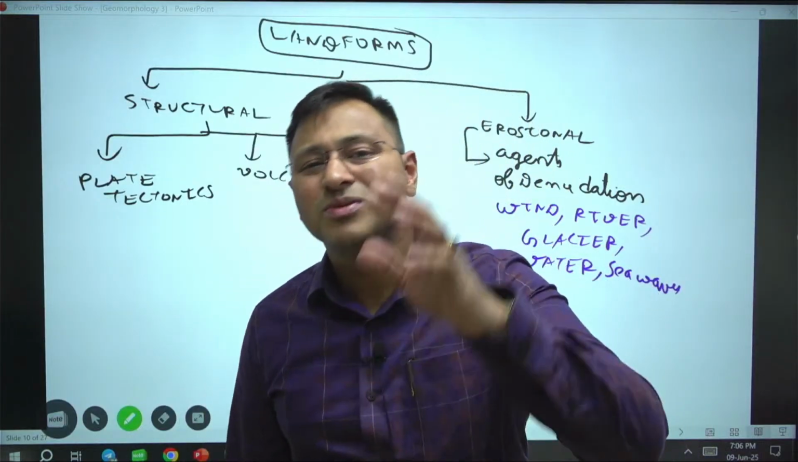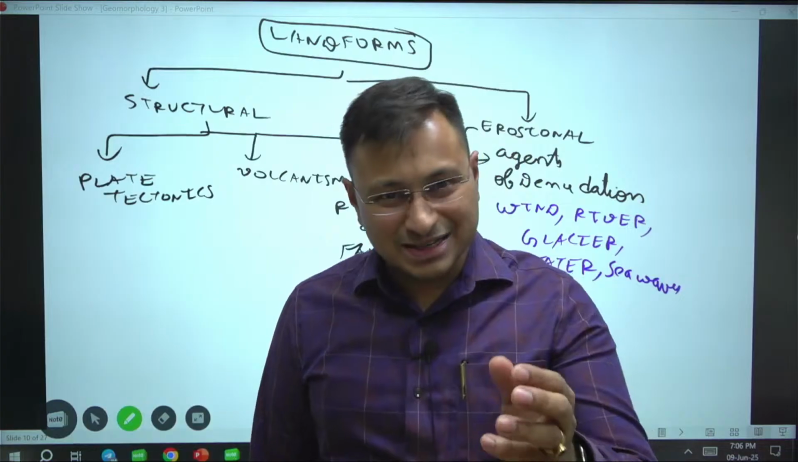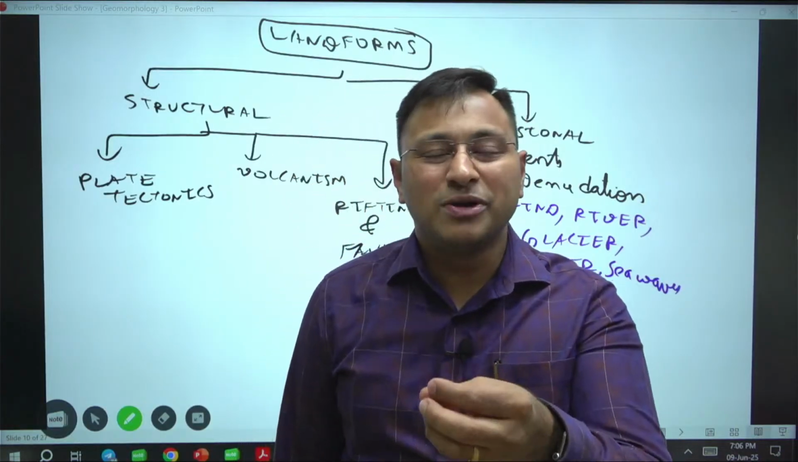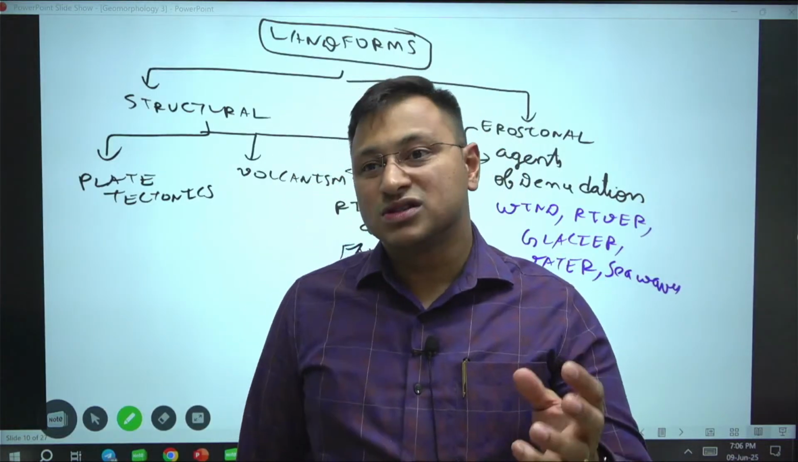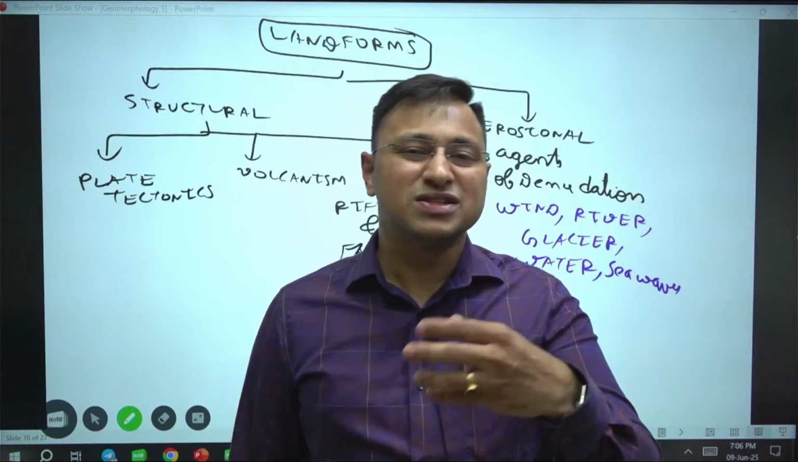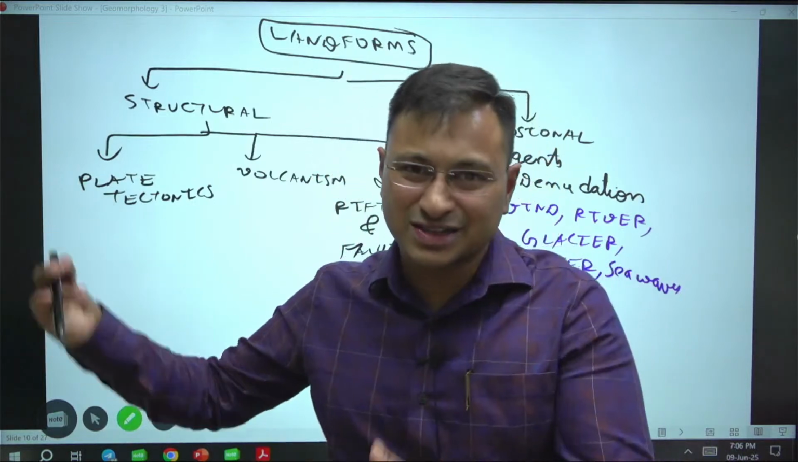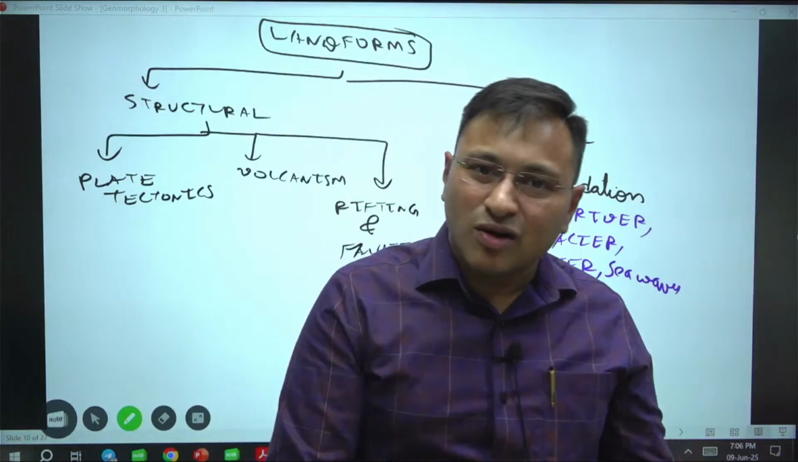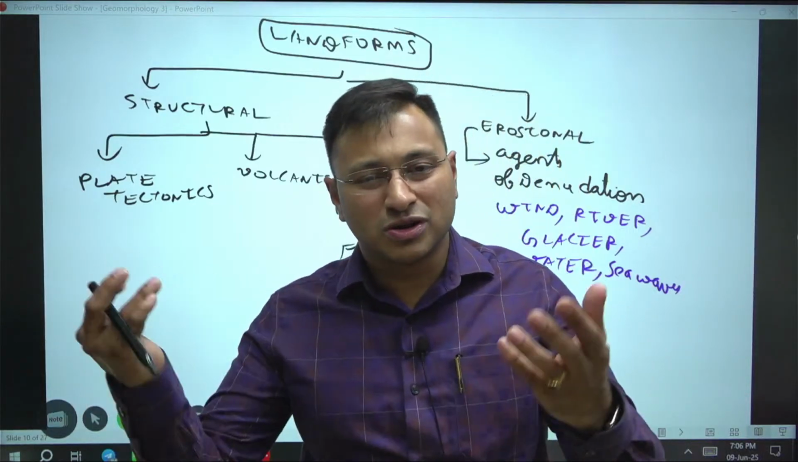basically the landforms which are created using volcanism and earthquakes, predominantly rifting and faulting, because now we are witnessing numerous rifting processes going on. Like, let's say, Africa is splitting. In India also, we just now witnessed the inauguration of the Chenab Bridge.